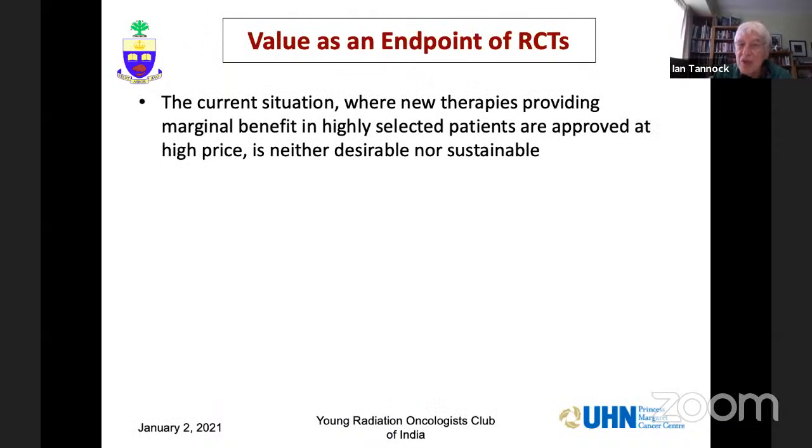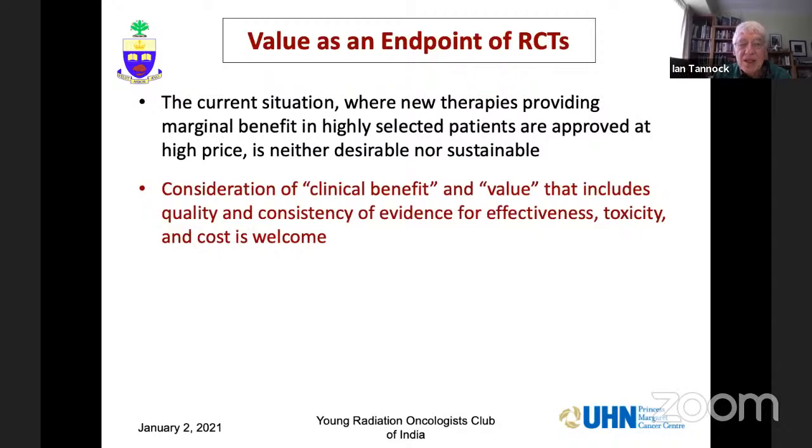So the current situation, where new therapies providing marginal benefit in highly selected patients are approved at high price, is neither desirable nor sustainable. Consideration of clinical benefit and value that includes quality and consistency of evidence for effectiveness, toxicity, and costs would be welcome.